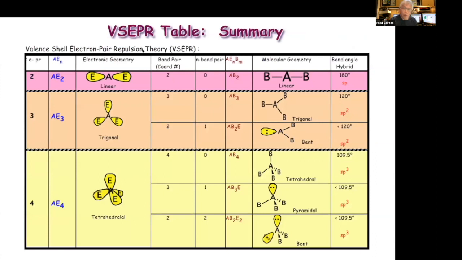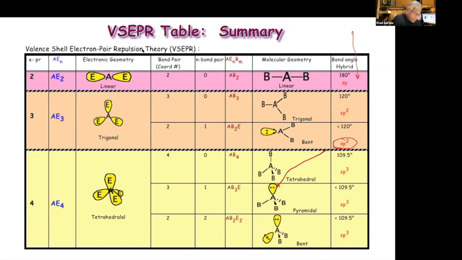So this is a more detailed table that you will use. And over here, it tells you what the bond angles are. And then we also have something called the hybridization. The hybridization is what atomic orbitals make up these orbitals that you have in your geometry. You don't have to know more than that.